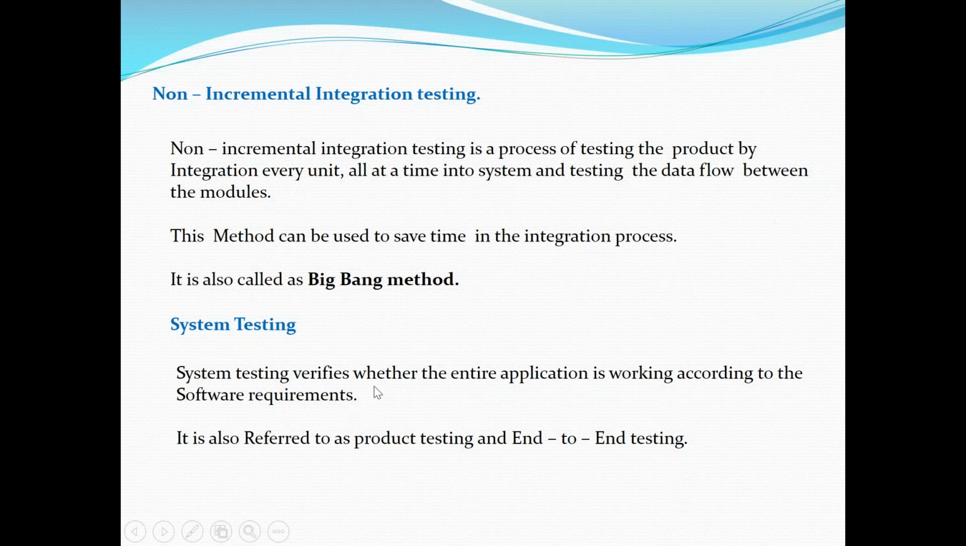The system testing means what? System testing verifies whether the entire application is working according to the software requirements or not. In some organizations we call it product testing, and in some organizations we call it end-to-end testing, or E2E testing. All are the same. If someone says, can you please do the product testing, you need to realize that I need to test the entire application.